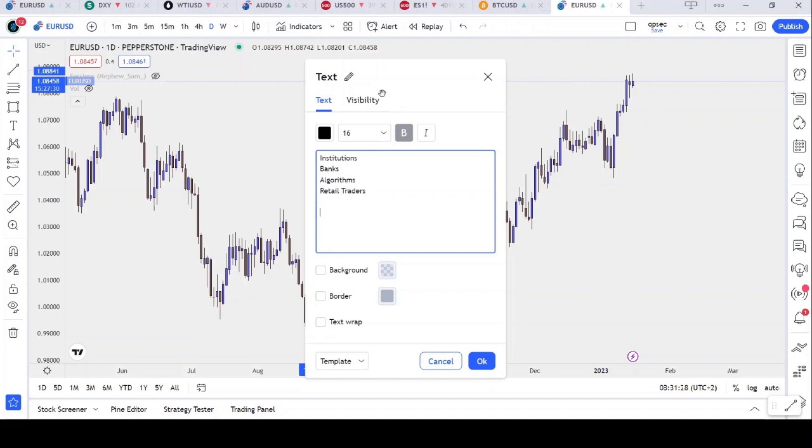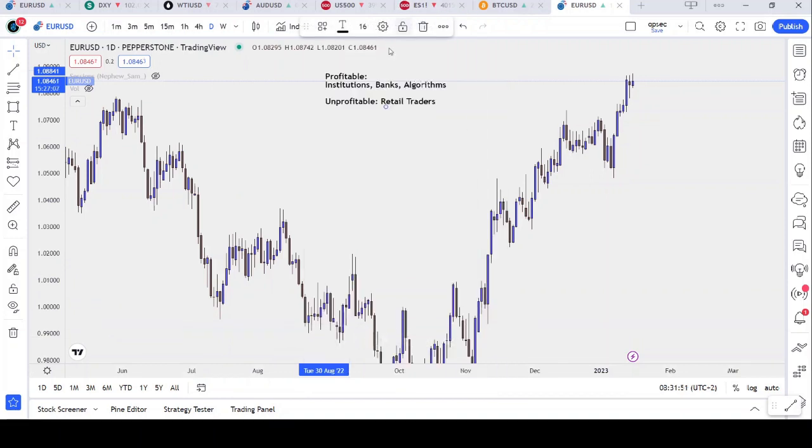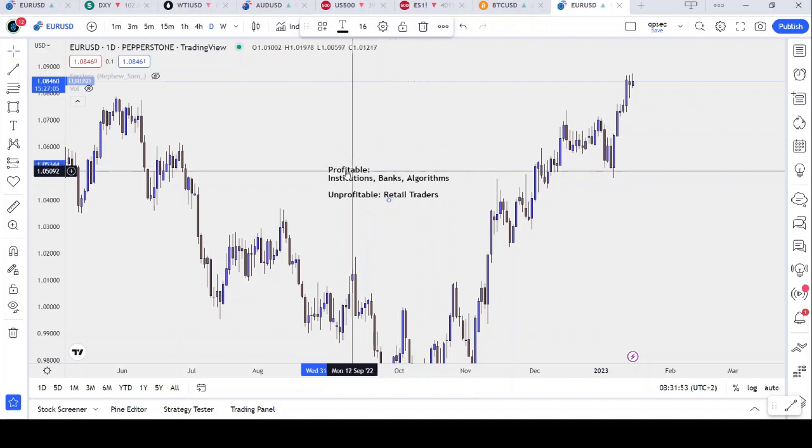Now, if we were to split this up into profitable and not profitable, it would look like this. Profitable would be institutions, banks, algorithms. Unprofitable, retail traders. Now, in this game, for someone to win, somebody else has to lose. So if all of these guys are winning, who are they making their money from? They can't be making their money from each other if they're all winning. They have to be making their money from the losers, which is the retail traders.